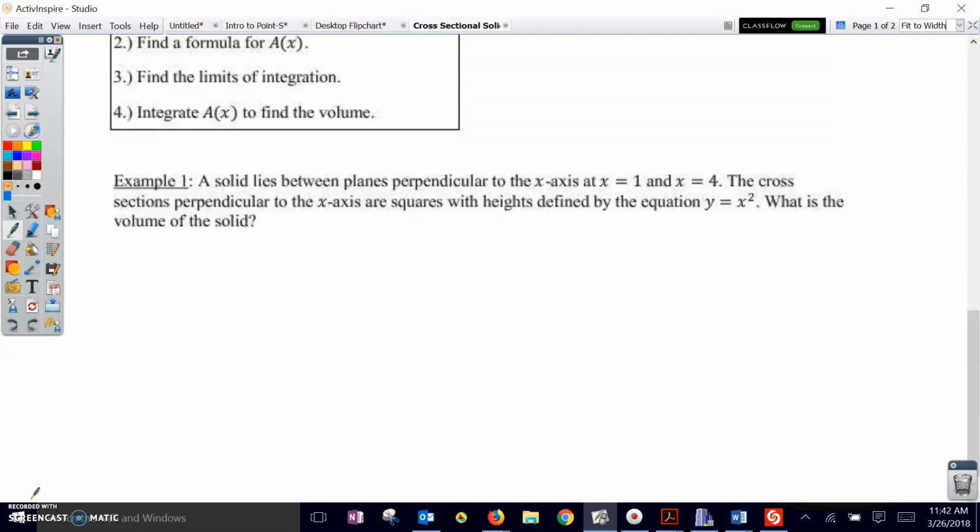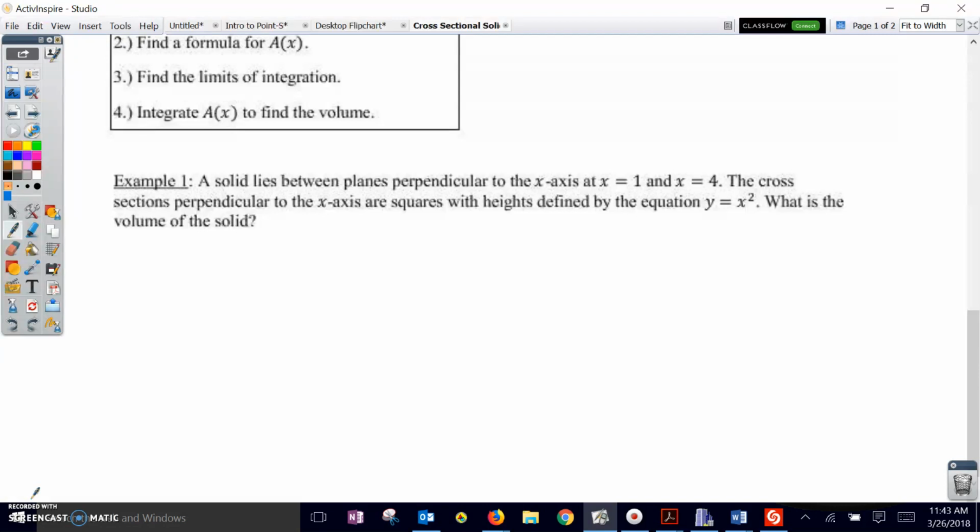Alright, so here in example 1 we have a solid lying between planes perpendicular to the x-axis at x equals 1 and x equals 4. The cross sections perpendicular to the x-axis are squares, and their heights are defined by the equation y equals x squared. We're trying to find the volume of the solid.